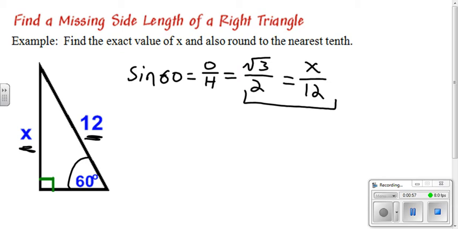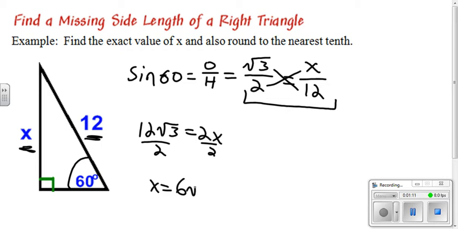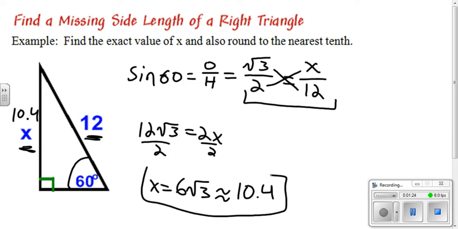We just cross multiply, so cross multiply these. We have 12 root 3 equals 2x. Divide by 2 on both sides, and we are left with x equals 6 root 3, which, if you plug that into your calculator, should come to approximately 10.4. So this length over here is about 10.4. Thank goodness for trigonometry.